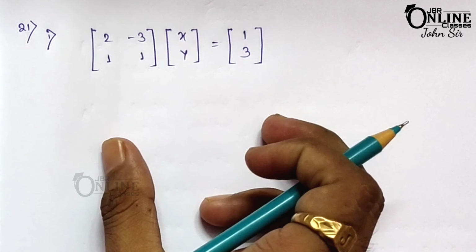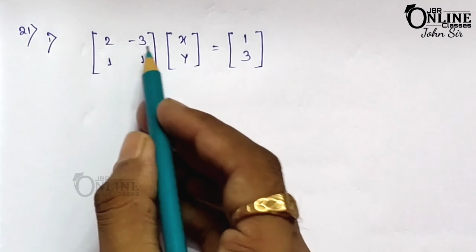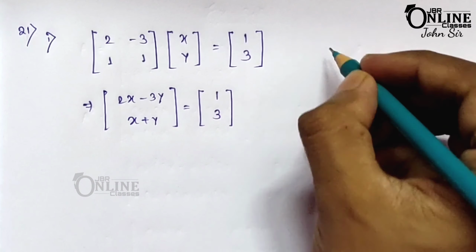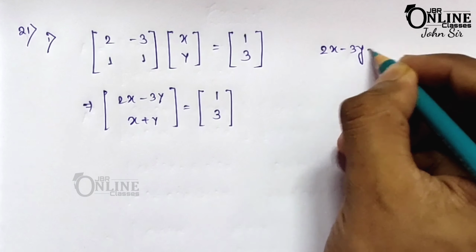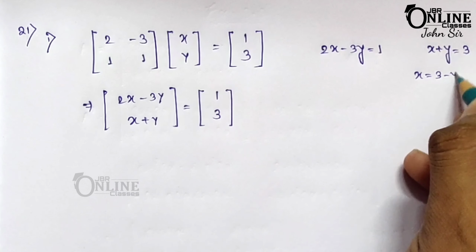Now sum number 21(1). You have to find out the value of x and y from this. So here 2 minus 3 1 1 multiplied with xy equals 1 3. Whenever you multiply these two matrices, you will get here 2x minus 3y and then here x plus y, that equals 1 3. So now by comparing both sides, you will get 2x minus 3y equals 1, and here x plus y equals 3.